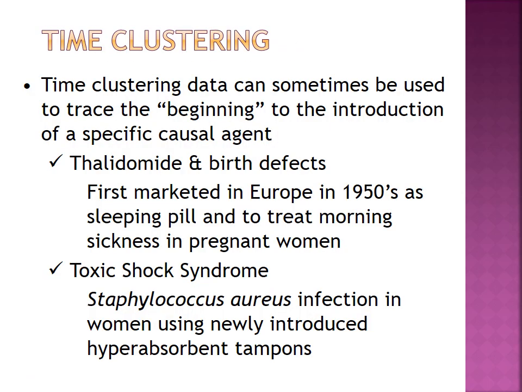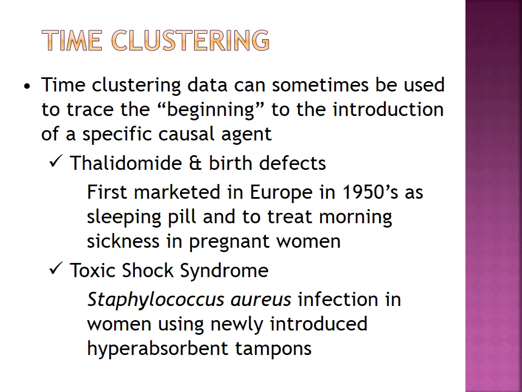Time clustering of data can sometimes be used to trace the beginning of introduction of a specific causal effect. Like the examples of toxic shock syndrome and thalidomide and birth defects. Thalidomide was marketed in Europe in the 1950s as a sleeping pill, and treated morning sickness in pregnant women, and it was found that babies were born with multiple limb defects. And now we found that causality, a temporal association of thalidomide and birth defects, and then came to the conclusion.